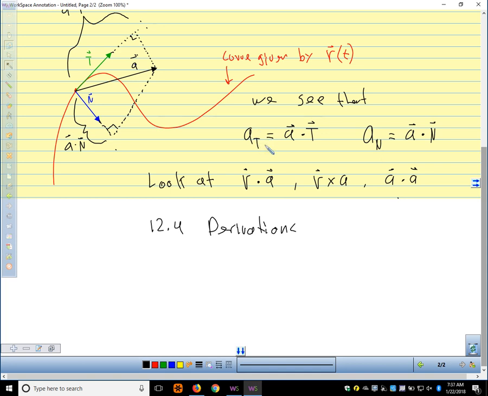But the first one we can see pretty easily. What's another way of writing our unit tangent vector, in terms of our position vector, our velocity, our acceleration? Isn't this v over the magnitude of v? So we can see right away, and that we get the same thing from looking at v dot a, that a sub t is a dot v over the magnitude of v.